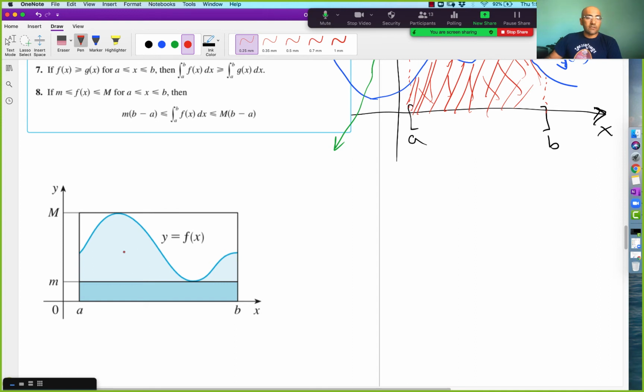Right, so here's a nice little picture for it. We have ourselves our function, right? Oops, our function f of x is this one. Here's f of x. Oh man, that's really ugly.